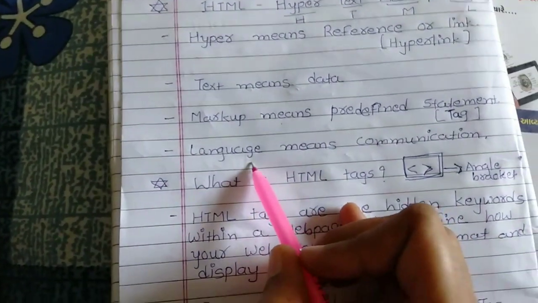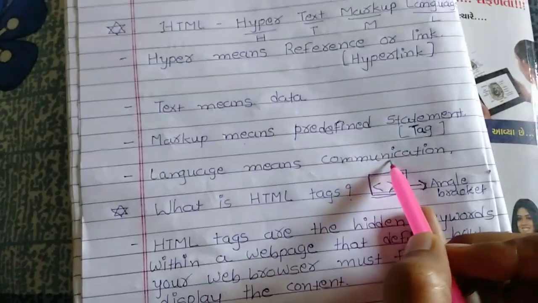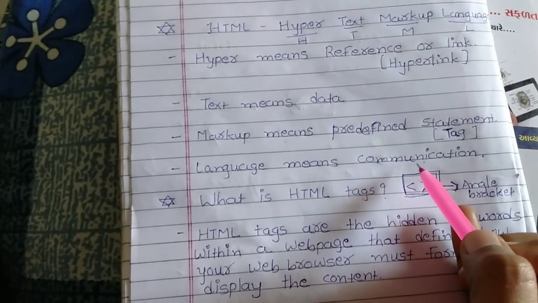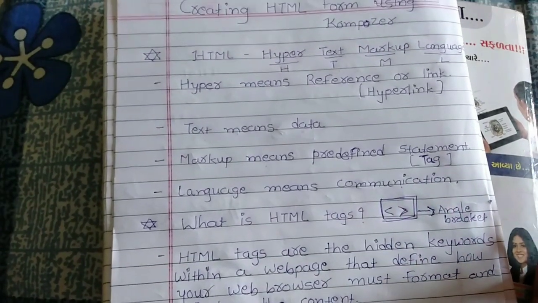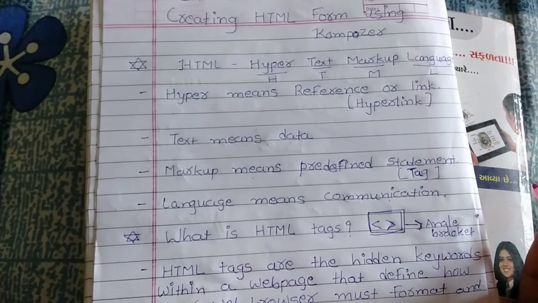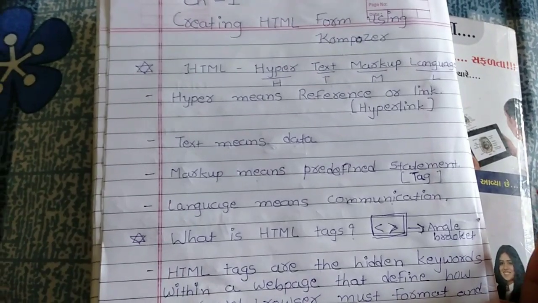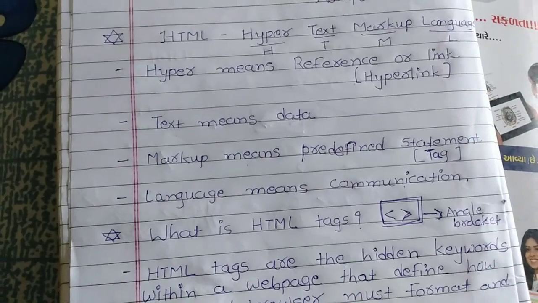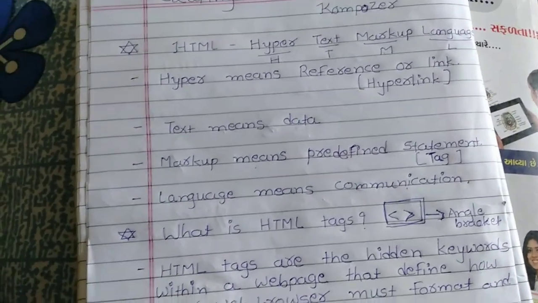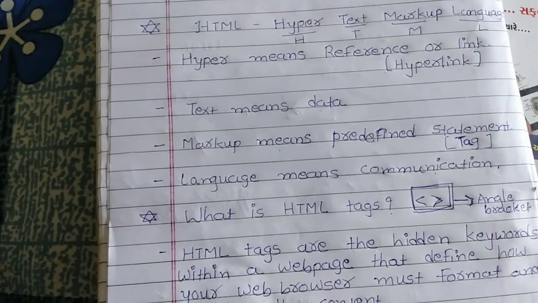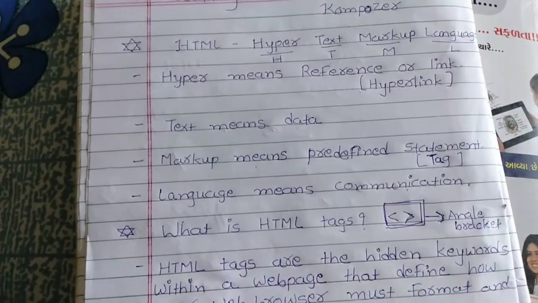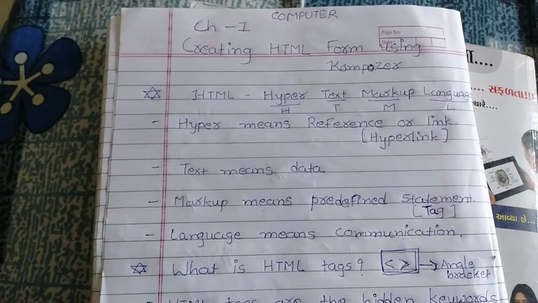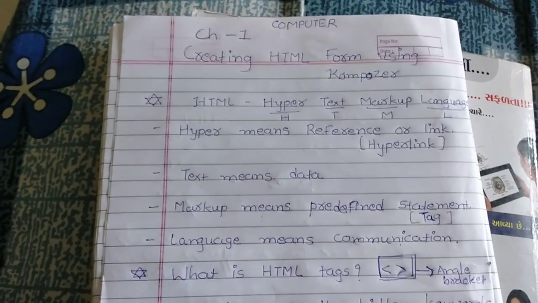Next is language. Language means communication. If you want to communicate with me or anyone, then you have to use a specific language. If we want to communicate with each other, then we have to use a specific language. Now we are talking with a computer in its own language, that is HTML language. HTML stands for Hypertext Markup Language.